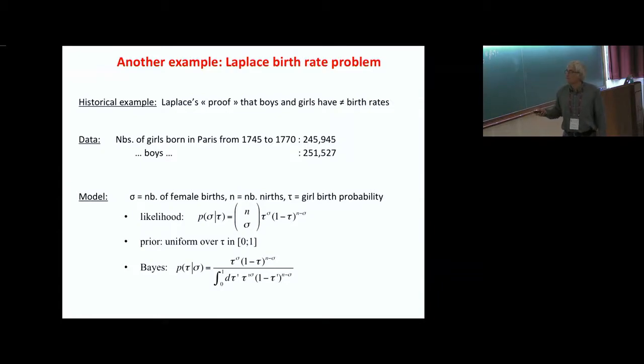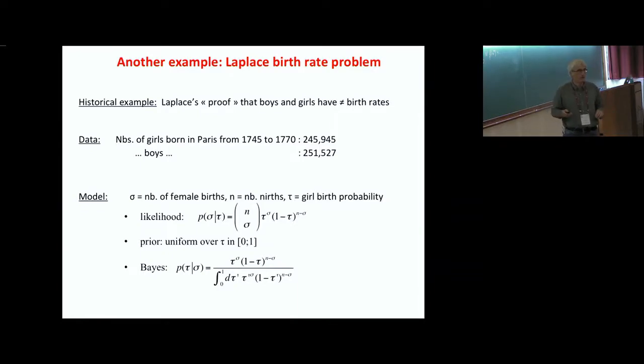So the model Laplace introduced is the simplest one you can think of. Let me now define my observation, sigma. Again, that's the number of female births, so this number here. N is the total number of births, that's the total number of observations. And tau, what I want to infer, is the girl birth probability, the birth rate, if you want. So now what I want to infer is not one bit, it's a real number. And I don't have one single observation, I have many observations. I have 500,000 of them. So you want to get a real number from 500,000 observations.